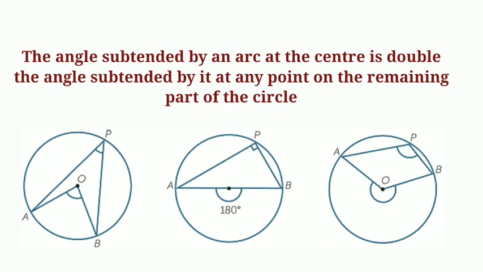In the third case, we have a major arc subtending an angle at the center. Then which is the remaining part of the circle? APB, that is the small portion. APB is the remaining part of the circle. Select a point on the remaining part of the circle, that is P, and join AP and BP. Then you will get an angle APB, and double of this angle is the reflex angle of AOB. So you will get a center angle of the major arc.